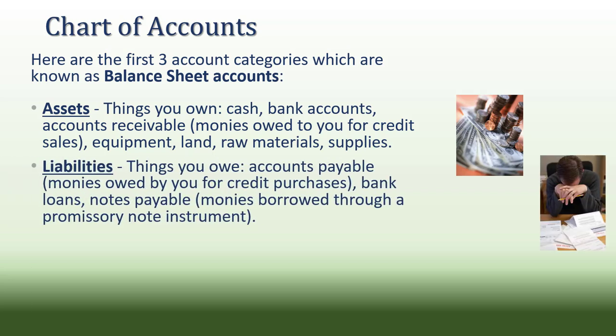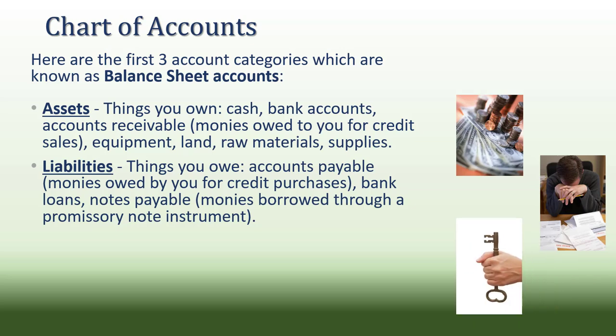The second category is liabilities. These are things that you owe, such as if you have a note payable, or if you have a loan out, or if you have people who have bought things on credit. These are monies that are owed to you.